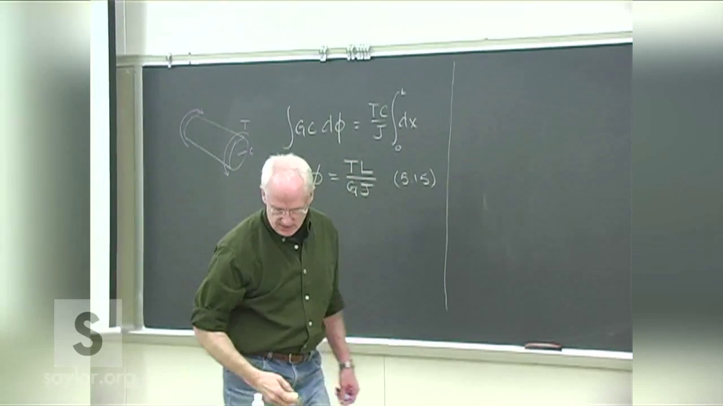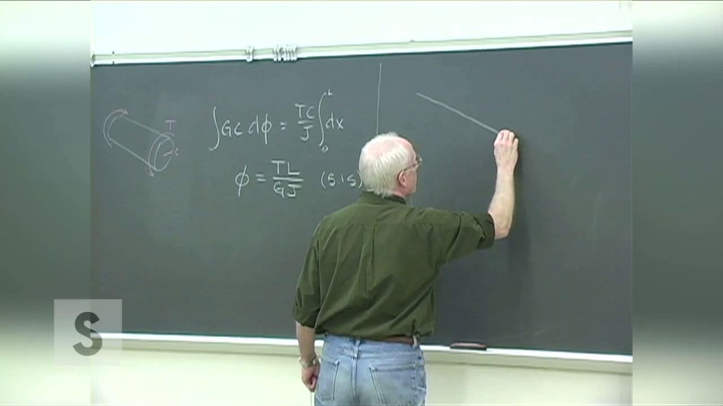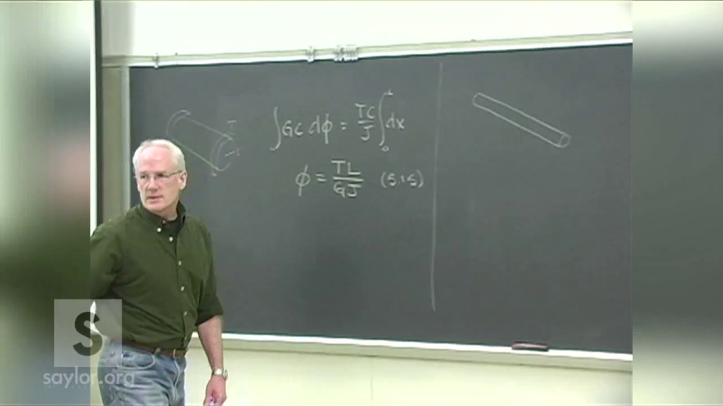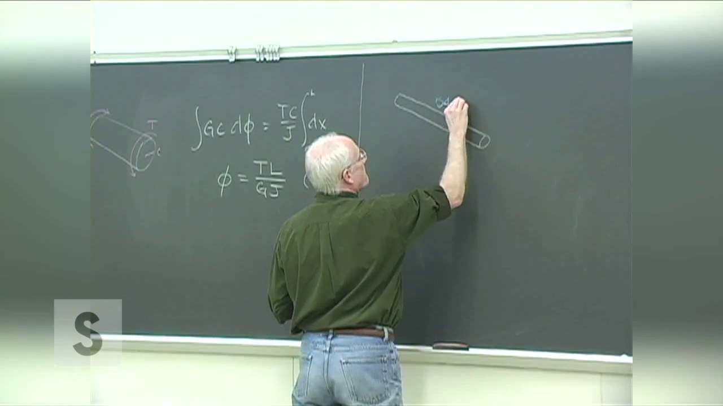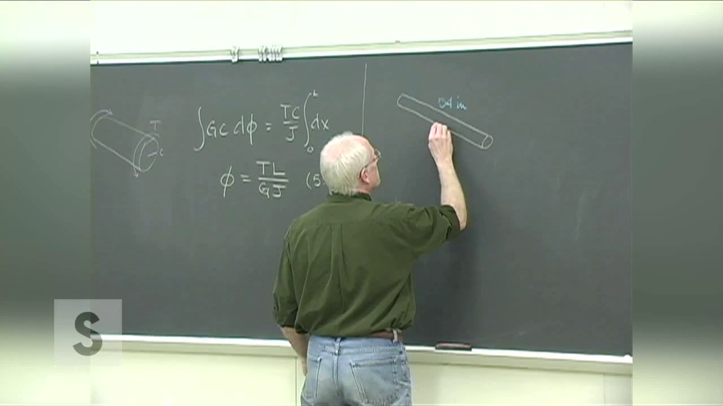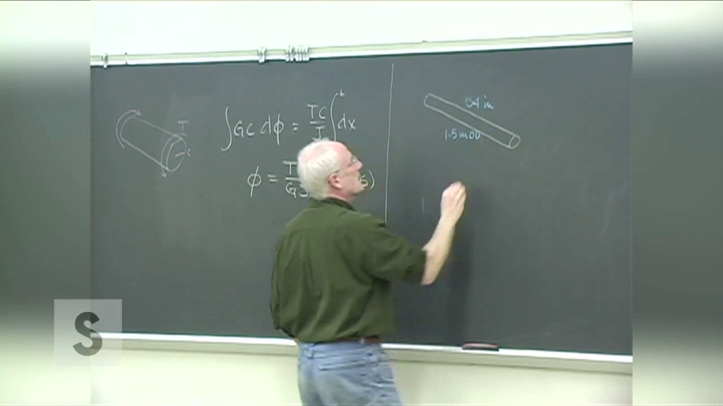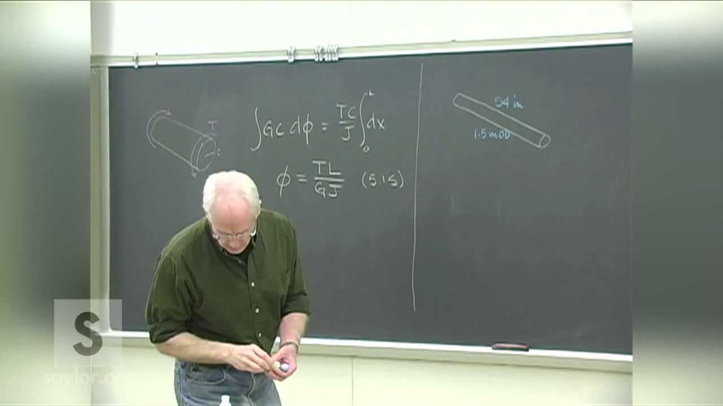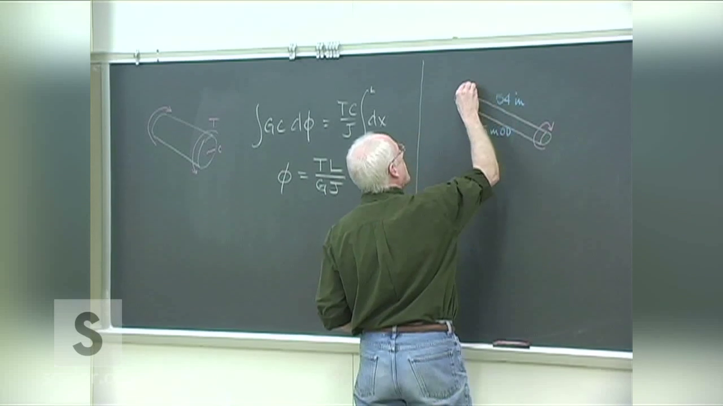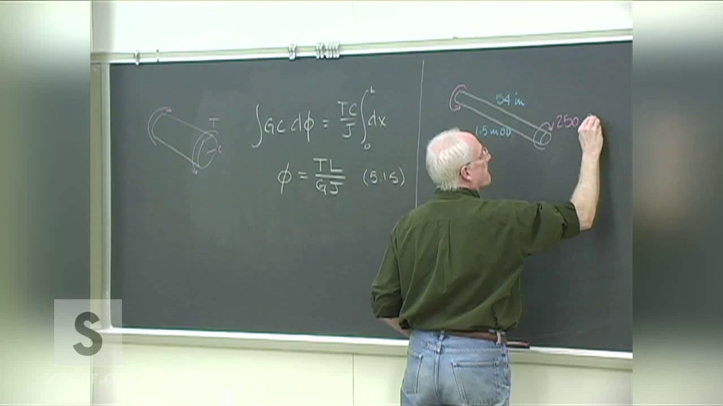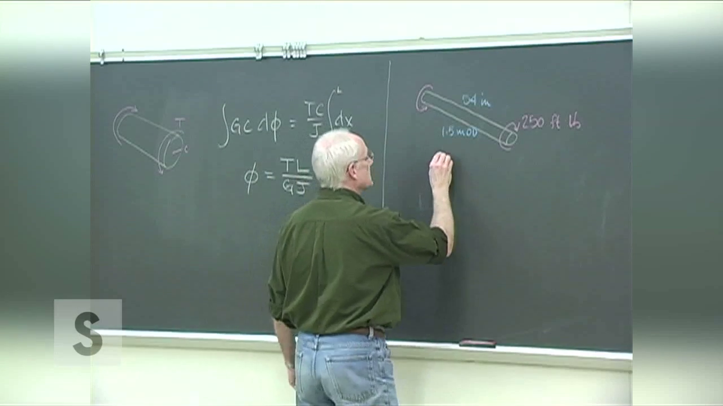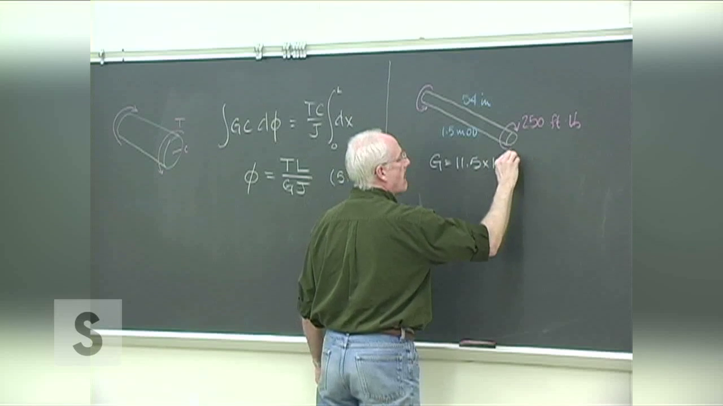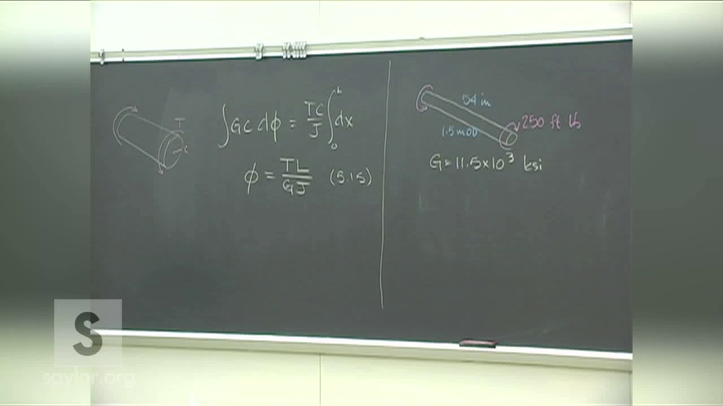So, we'll run a little test problem with it. So imagine some long slender piece, maybe a drive shaft, maybe an axle or a spindle of some kind. 54 inches in length, 1.5 inches in diameter, with a load of 250 foot-pounds, and a modulus of rigidity of 11.5 times 10 to the third ksi. So we've got, what's that? That's about 4.5 feet long and about 1.5 inches in diameter.